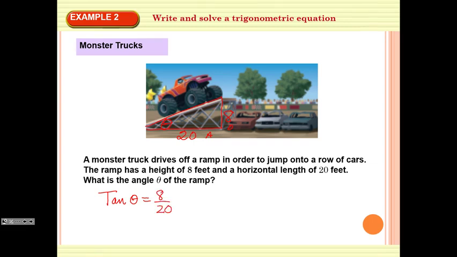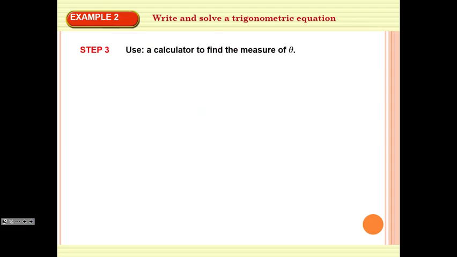All right, so we need the angle. So hit second tangent of 8 divided by 20. Let me write this out: tangent negative 1 of 8 divided by 20. That's what's going to give us theta. So theta equals, when I pop that in the calculator, 21.8 degrees. Okay, that's the answer. And this will walk you through it.